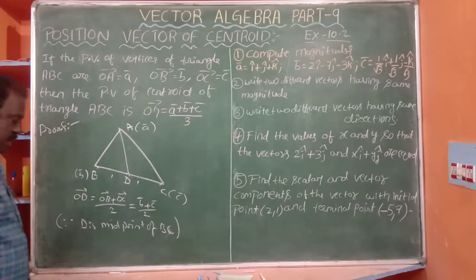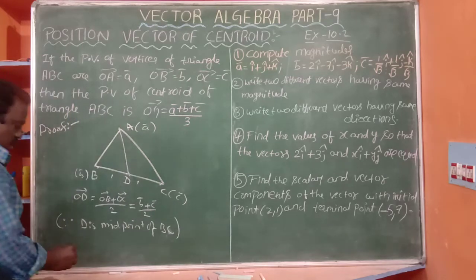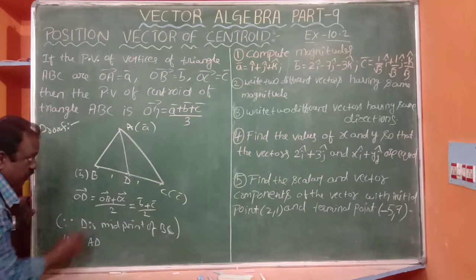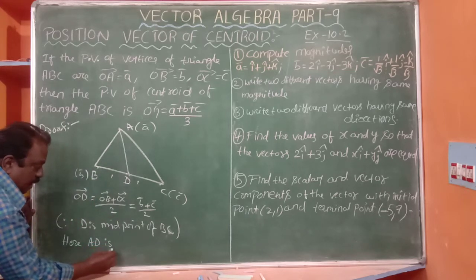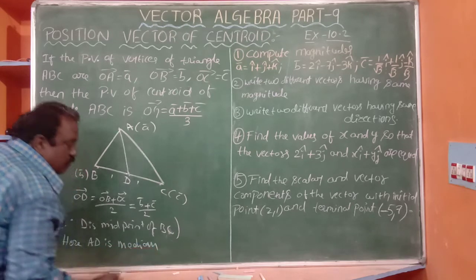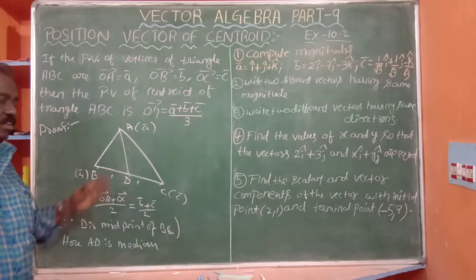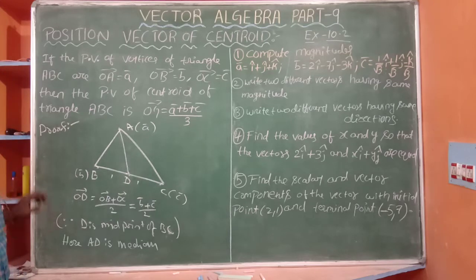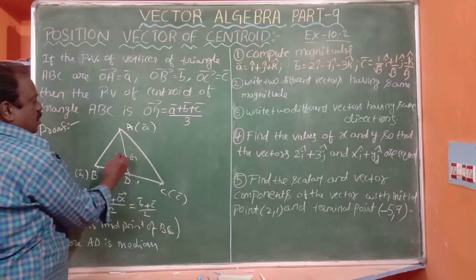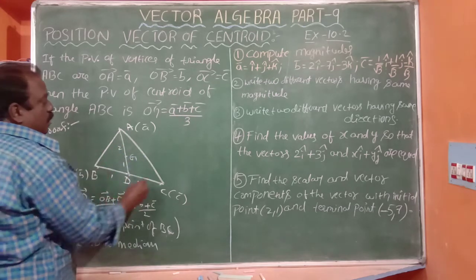Here, what is AD? Here AD is a median. It is a median through the vertex A and joining the midpoint of BC. And by using the geometry, G is the centroid, in 2:1 ratio. Will you agree? Yeah. Centroid.